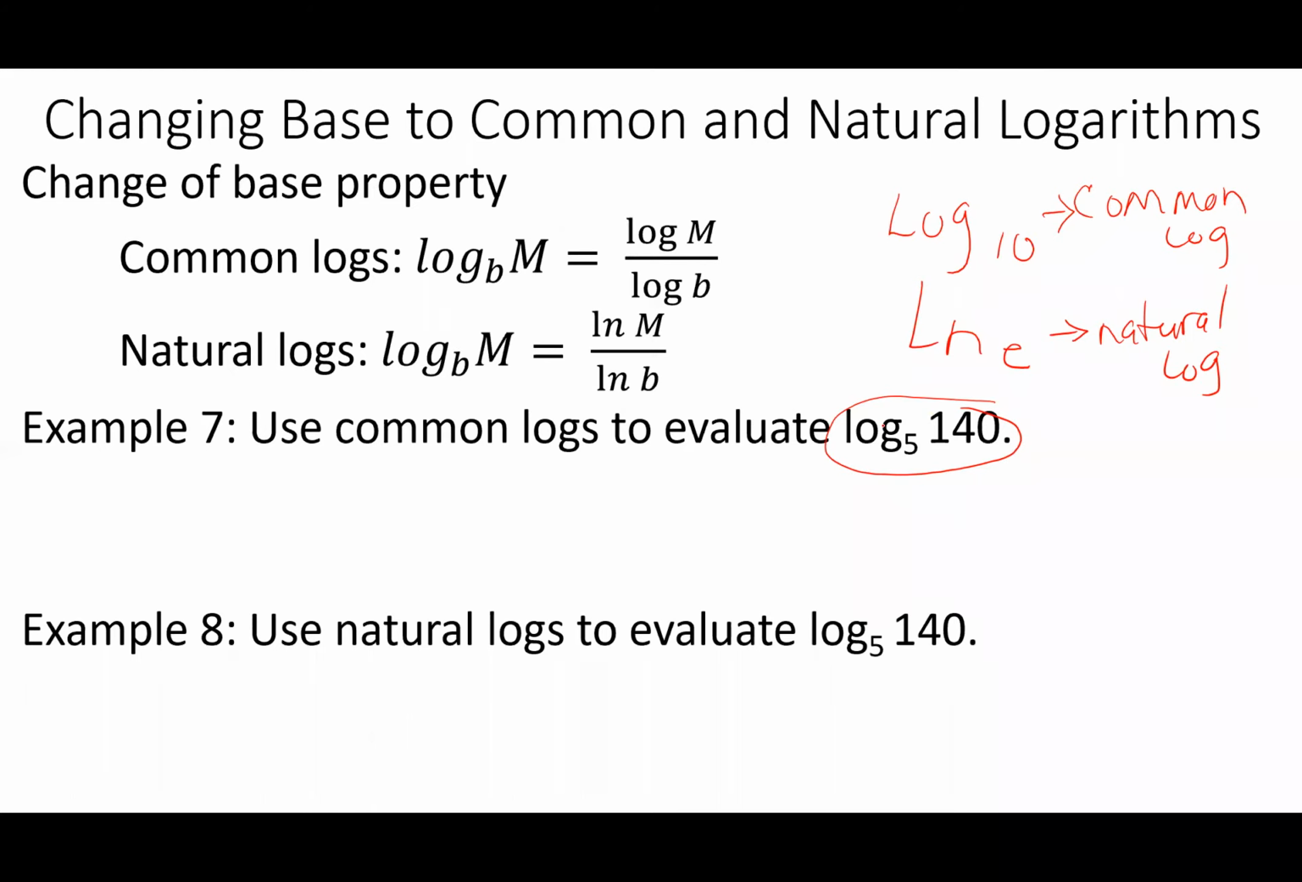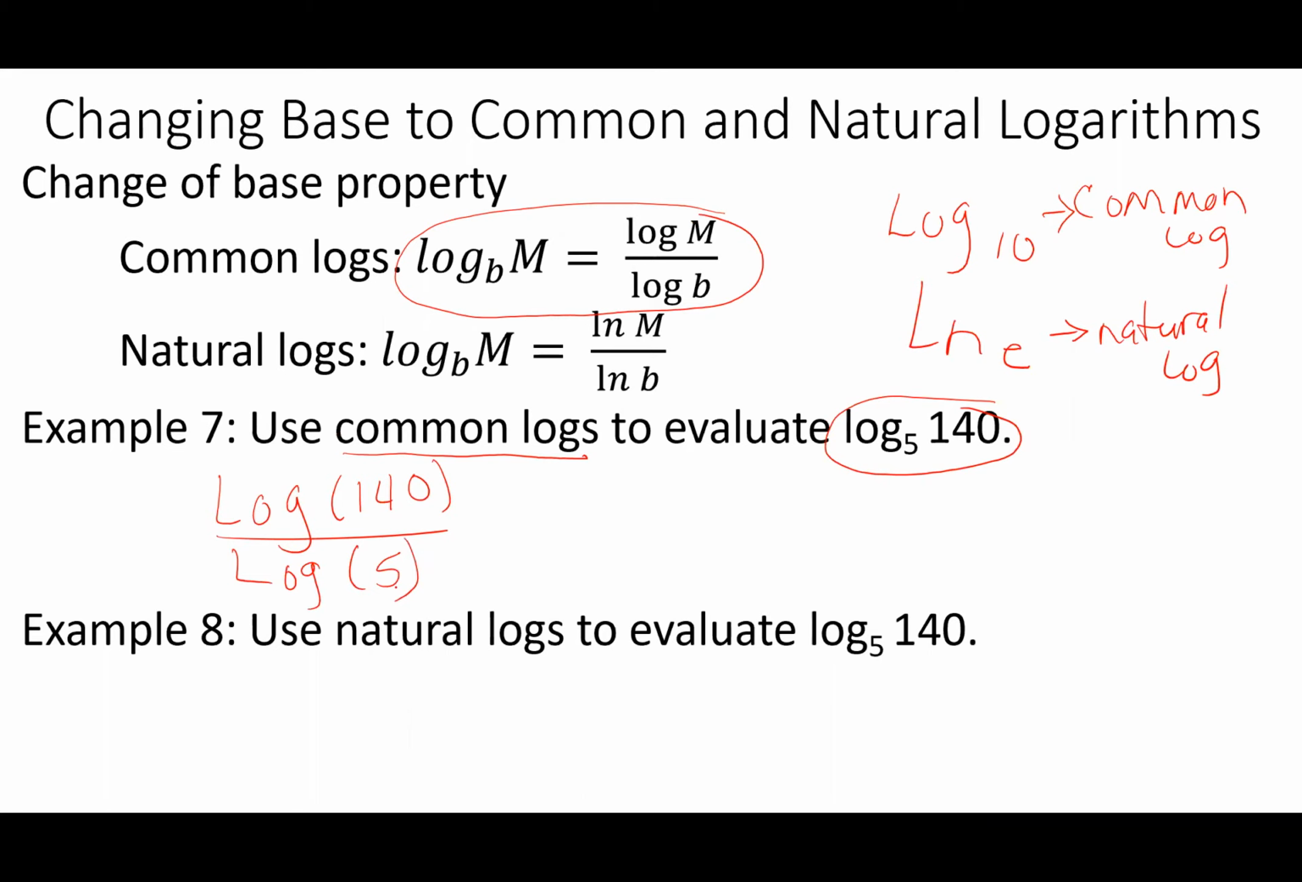Okay? So this says to use common logs. So that's this top formula to evaluate. So that becomes the log of 140 divided by the log of 5. You cannot just divide the logs out, okay? So now you punch it in your calculator. Log 140 divided by log of 5, and I get 3.07.